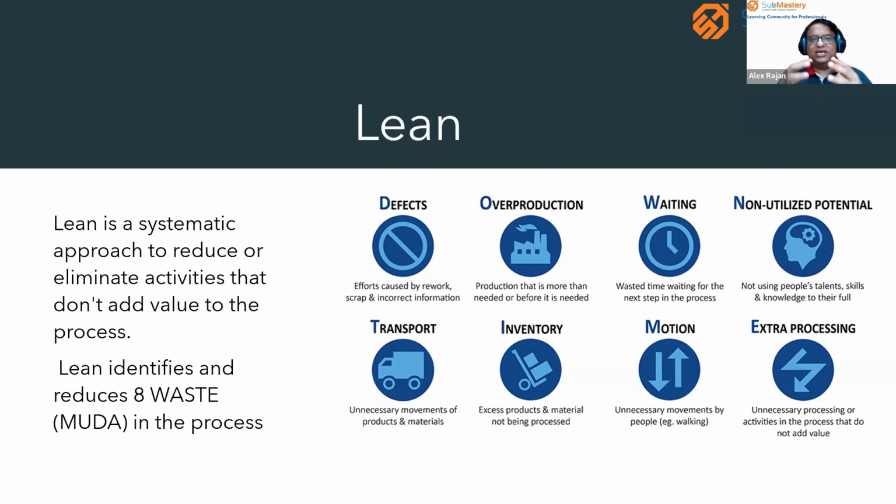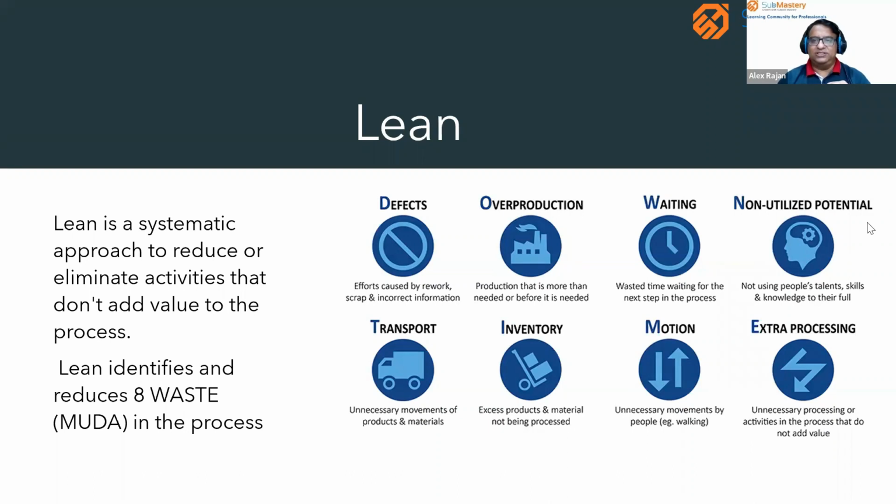Defect is any mistake resulting in rework or scrap. Overproduction is producing more than is needed or before it is needed. When we produce like that in Lean, it is called overproduction. Waiting is another waste, where we are wasting time waiting for the next step in the process, waiting for people, waiting for tools, waiting for inspection, waiting for inventory. Any wasted or idle time where we are not doing any work is called waiting in the process.